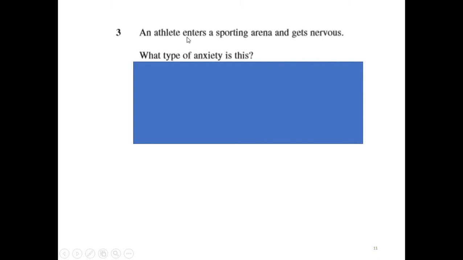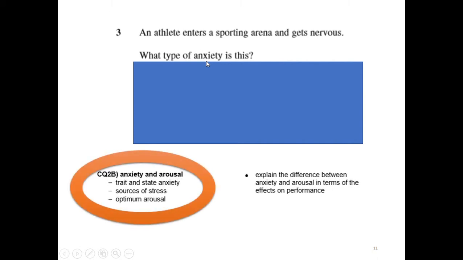So an athlete enters a sporting arena and gets nervous. So at the moment they go into that environment, they get nervous. What type of anxiety is this? Now we know there are 2 types of anxiety. We've got trait and we've got state. So straight away you're looking for either trait or state. And then because you know that an athlete enters a sporting arena and gets nervous, it's in that moment that they get nervous. Okay, we're talking about state anxiety, because it's only occurring when they enter that environment. So before you've even looked at the responses, you already know what it is that you're actually looking for.